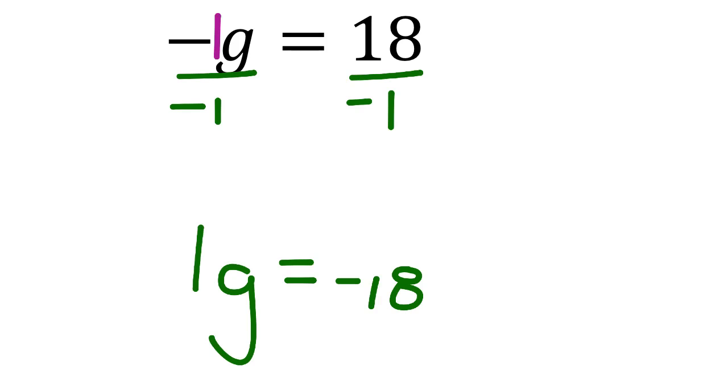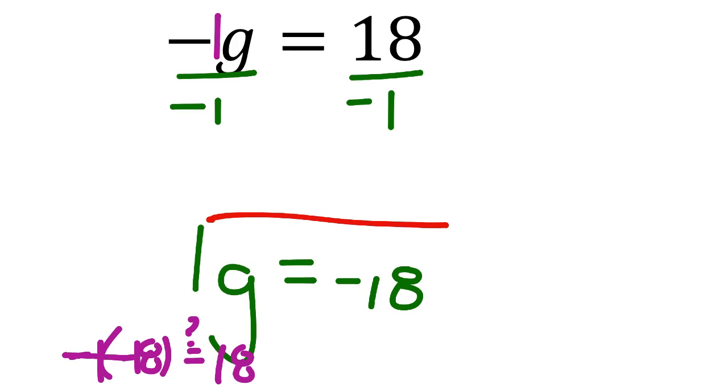Now, typing this into the calculator may be a little challenging. I think what you have to do is type the negative, but negative g, right? And g is negative 18, so I would use parentheses and just push equals. But does this equal 18? Yeah, that's 2 negatives there to make it positive. 18 does equal 18, that's true. So there's my answer right here: g equals negative 18.